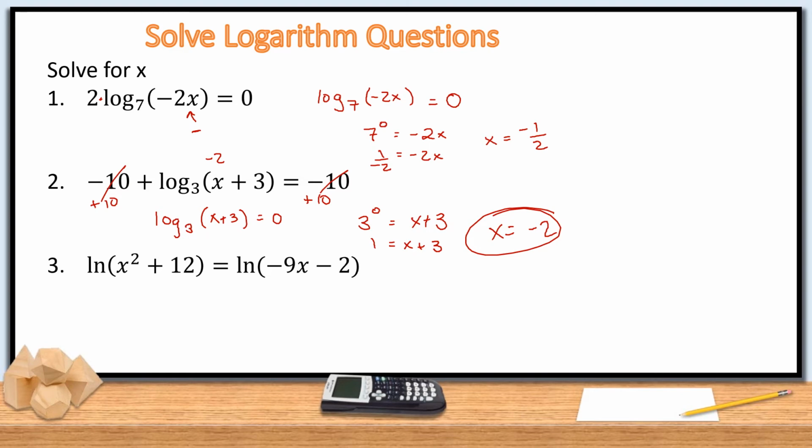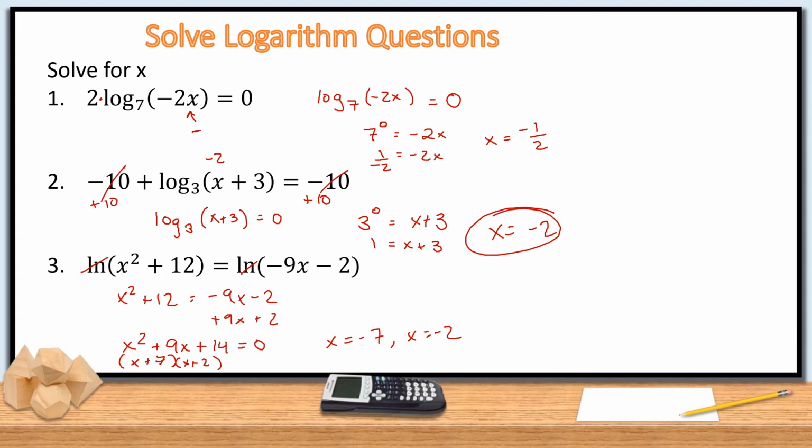So ln of x squared plus 12 equals ln of minus 9x minus 2. Since there's an ln on both sides, that part's equivalent, so we can just cancel it out. We're left with x squared plus 12 is equal to minus 9x minus 2, which is just going to end up being a quadratic for us. Get it all to one side. So we get x squared plus 9x plus 14 is equal to 0. So x plus 7 and x plus 2. So x equals minus 7, x equals minus 2.